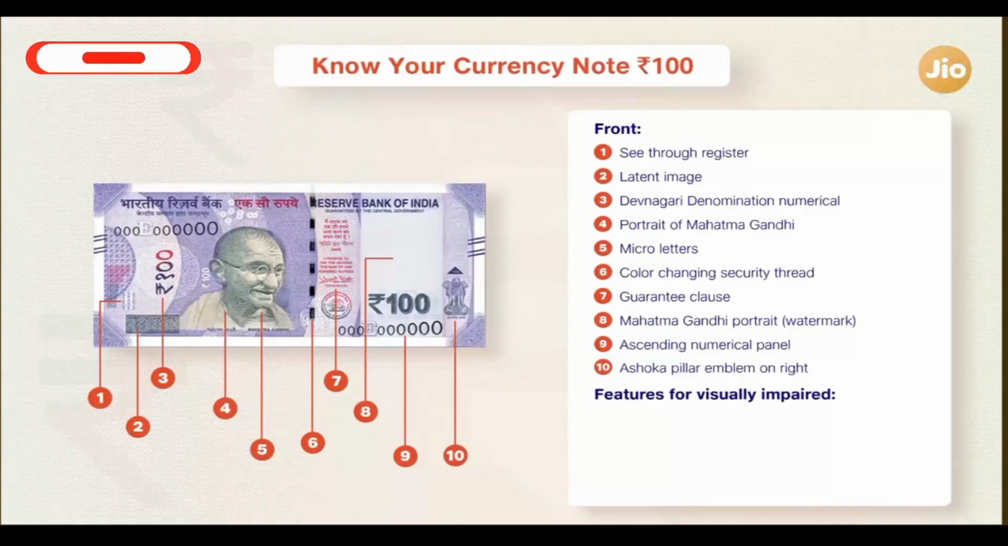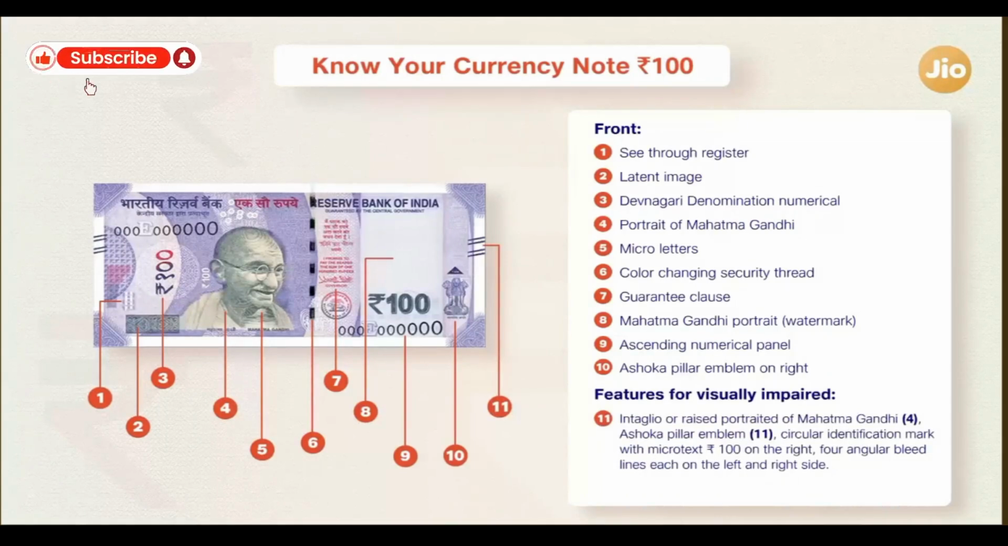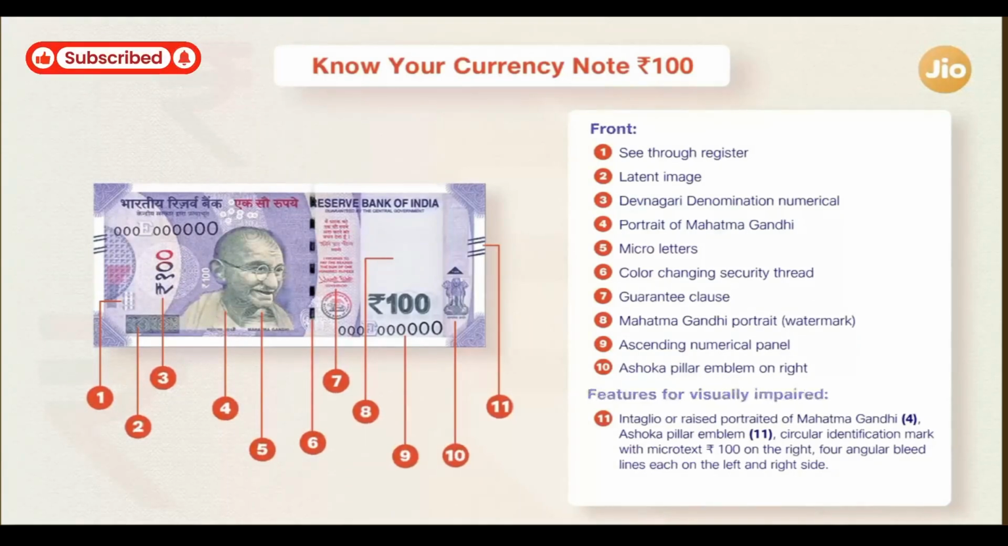Following are the features for visually impaired. 11th, the intaglio or raised portrait of Mahatma Gandhi. The Ashoka pillar emblem. The circular identification mark with microtext rupees 100 on the right. 4 angular bleed lines each on the left and right side.